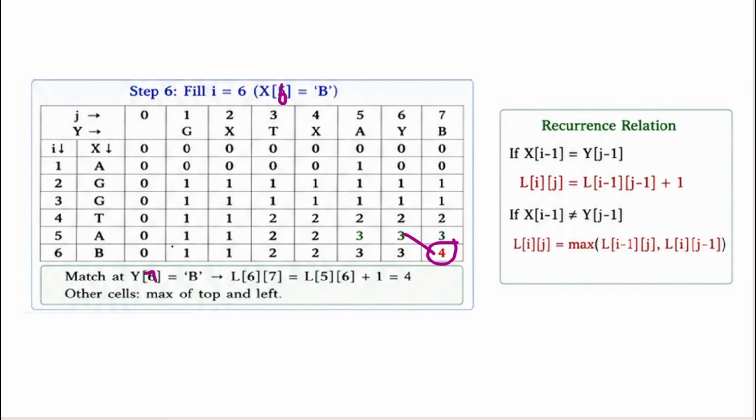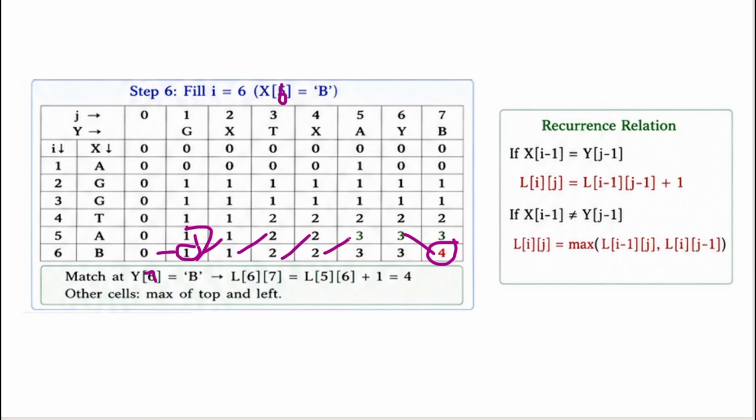So simply fill all the other tables like this. If you want to fill this cell, just compare the top and left cell values. Which one is maximum? 1 is maximum, right? Put this value here. Likewise, you fill all the tables. Just compare the top and left, these two cells.